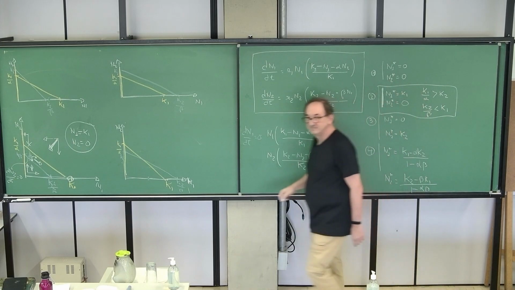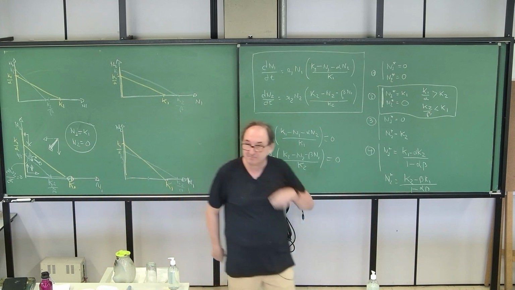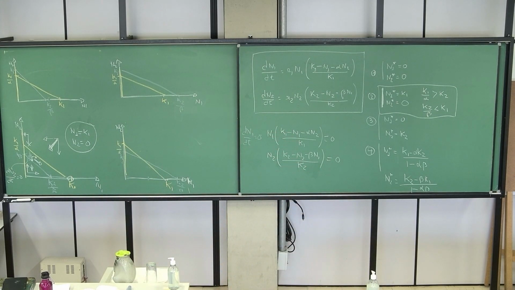Just a question about definition. What's the null line? Is it the plot, or is it the line where one of the derivatives is 0? The null line is the line where one of the derivatives is 0. Okay, thanks. So I have two null lines on the plot.